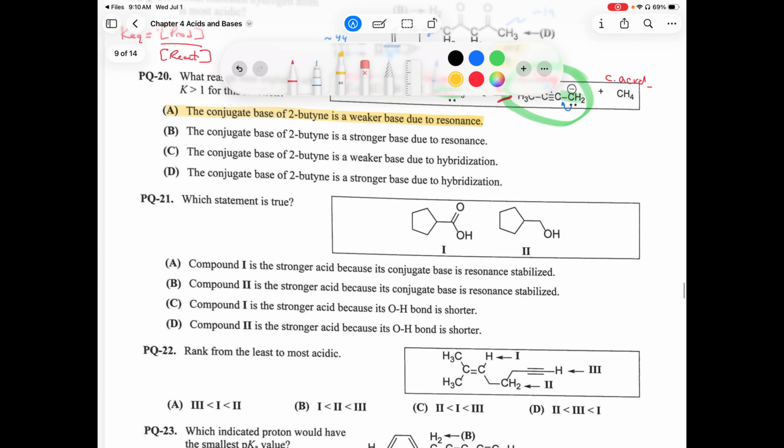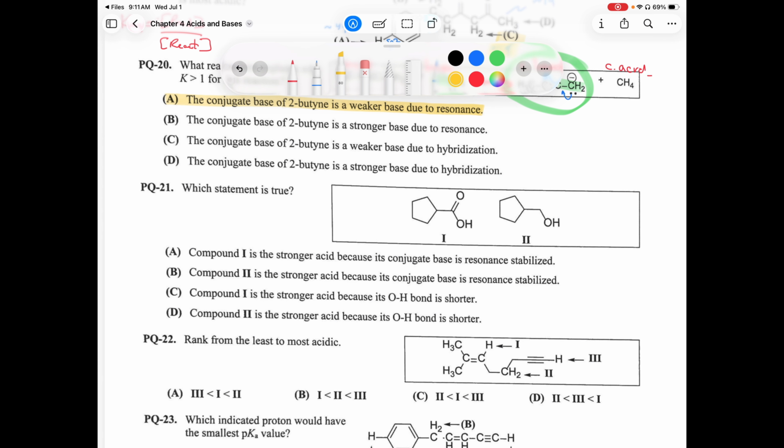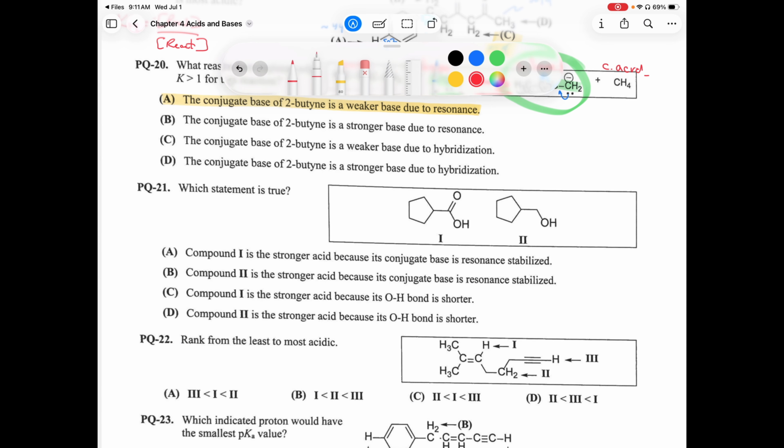All right, number 21. Which statement is true? You can see here compound 1 is a stronger acid, compound 2 is a stronger acid, and why? Well, right away, just by knowing your pKa values that I went over, this is a carboxylic acid, pKa is going to be around 5. This is an alcohol, the pKa is going to be 17. Even if you're off by a log unit, it doesn't matter. There's a big difference between 5 and 17, 10 to the power of 12.